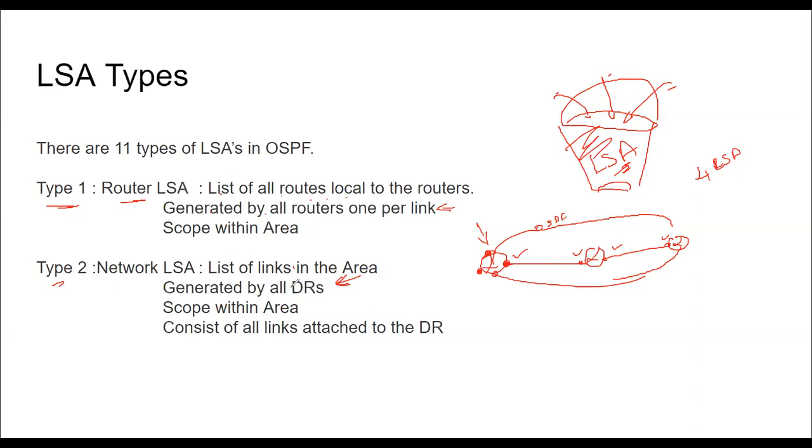The network LSA is generated by the DR only. It will be generated one per link. It defines the list of links in an area. You have to remember the scope. Scope is within the area for type 1. It means type 1 LSAs cannot go beyond a single area. Again, for type 2, the scope is within the area.